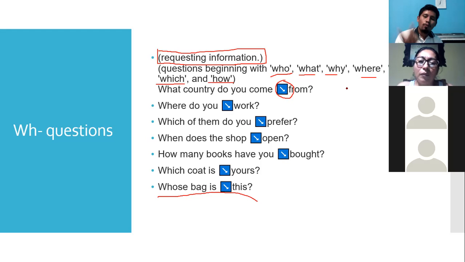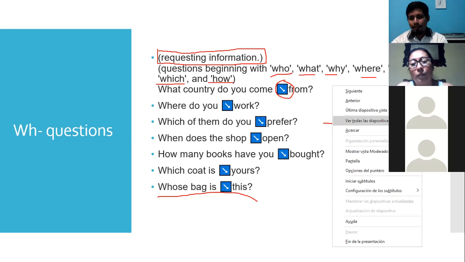And how does it work, those WH questions in a sentence using falling intonation? For instance, if I say, what country do you come from? It's falling in that sentence. Where do you work? Falling intonation. If I can make an arrow here, which of them do you prefer? Which of them do you prefer? So this is a falling intonation.